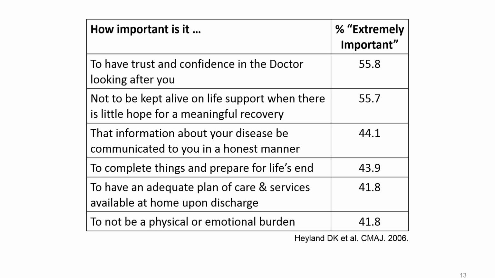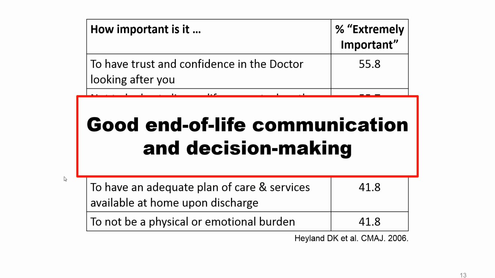These are the items that were rated as extremely important by the participants in this project. Things like having trust and confidence in the physician looking after you, not being kept alive on life support when there's little hope for meaningful recovery, and receiving honest communication about their illness. In short, the things that seriously ill patients and families valued most when thinking about end-of-life care more broadly were issues related to good end-of-life communication and decision-making.